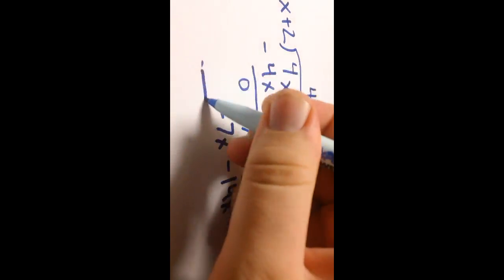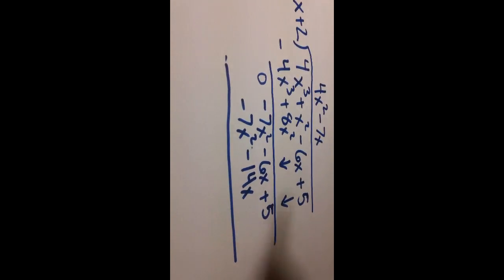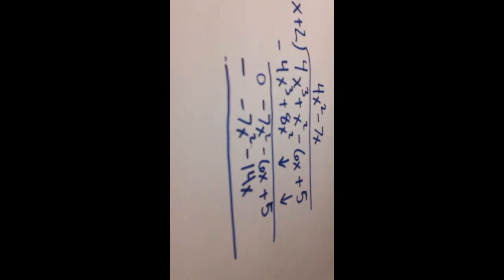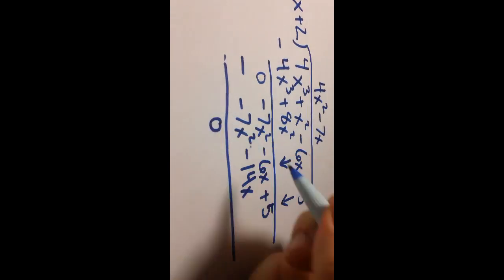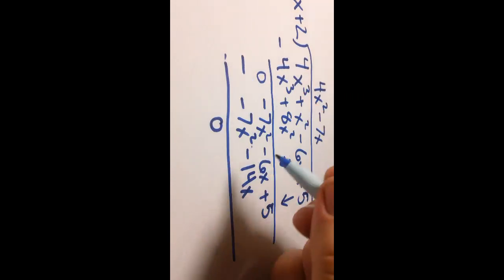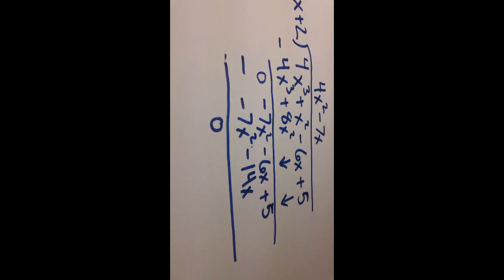Yet again, we'll do our subtraction problem. This turns out to be 0. And then negative 6 minus negative 14. This, yet again, trips some students up.